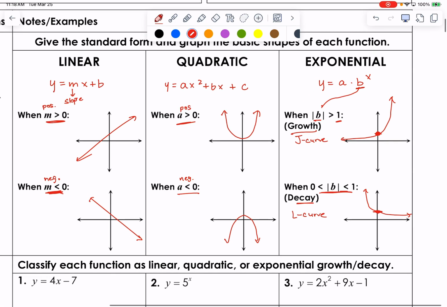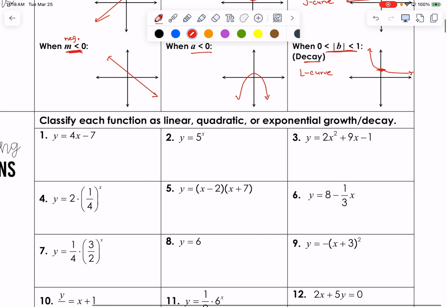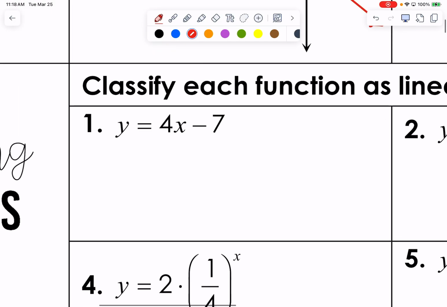All right, are we ready to try examples? All right, here we go. All you got to do is tell me, is it linear, quadratic, and if it's exponential, you got to tell me growth or decay. So this one's easy. Is it mx plus b? Is it ax squared plus bx plus c? Or is it b to the x power? It is mx plus b. So it's linear.